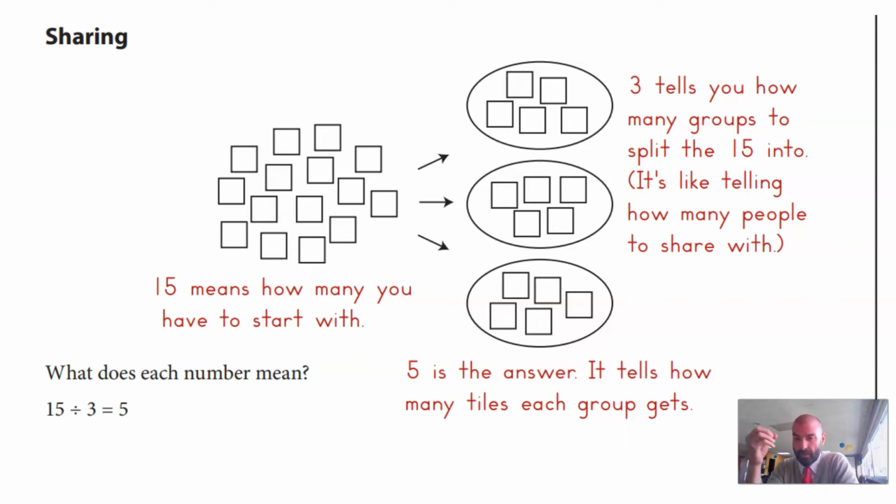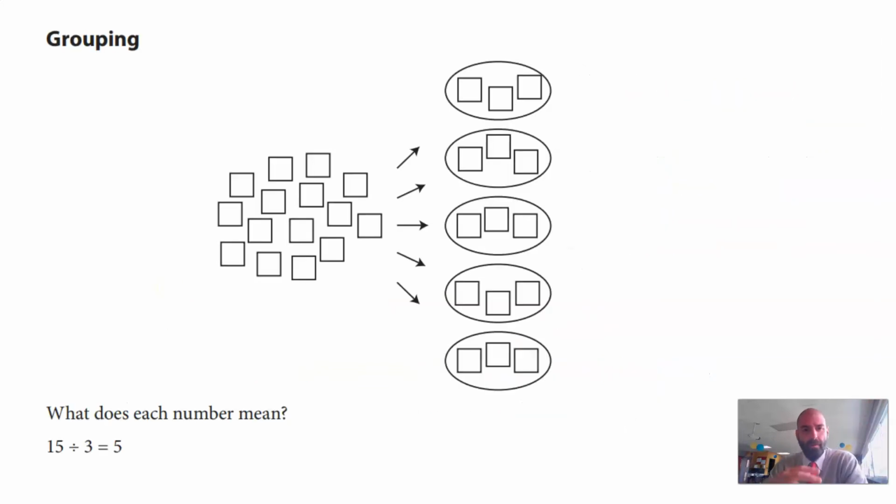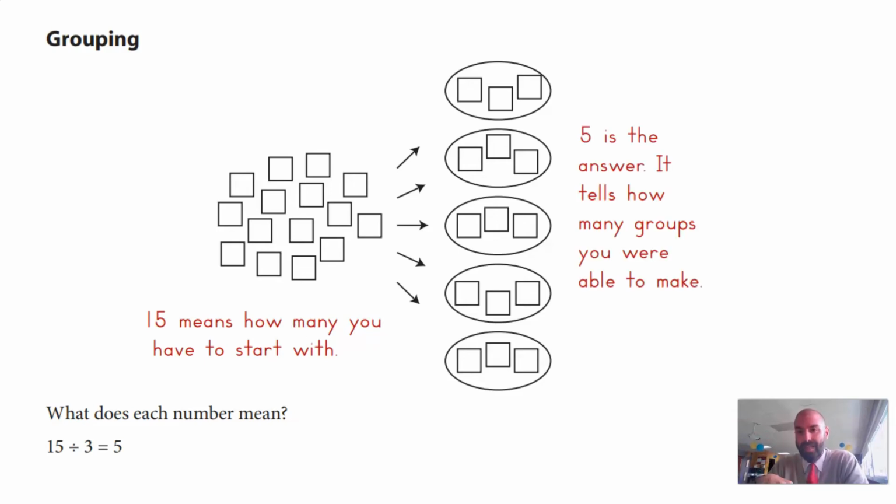And again, this is where we start getting a little confusing because we're using that word group, and then we're like, well, is that grouping or sharing? So at the end of the day, sharing is when I have this total, and I need to share it amongst different groups. All right, what about when we do grouping? Okay, what does each number mean? Same. So the 15 is the same. I'm still starting with a certain number. The 5 is the answer, and it tells us how many groups we're able to make. And the 3 this time is how many I'm going to put into each group.